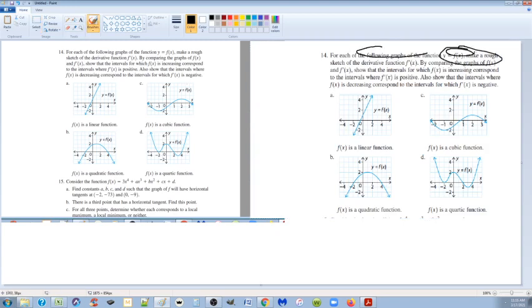For each following graph of f(x), make a rough sketch of the derivative, by comparing the graphs of f(x) and f'(x) and showing that the intervals correspond. Okay, so that's just showing where the derivatives match.